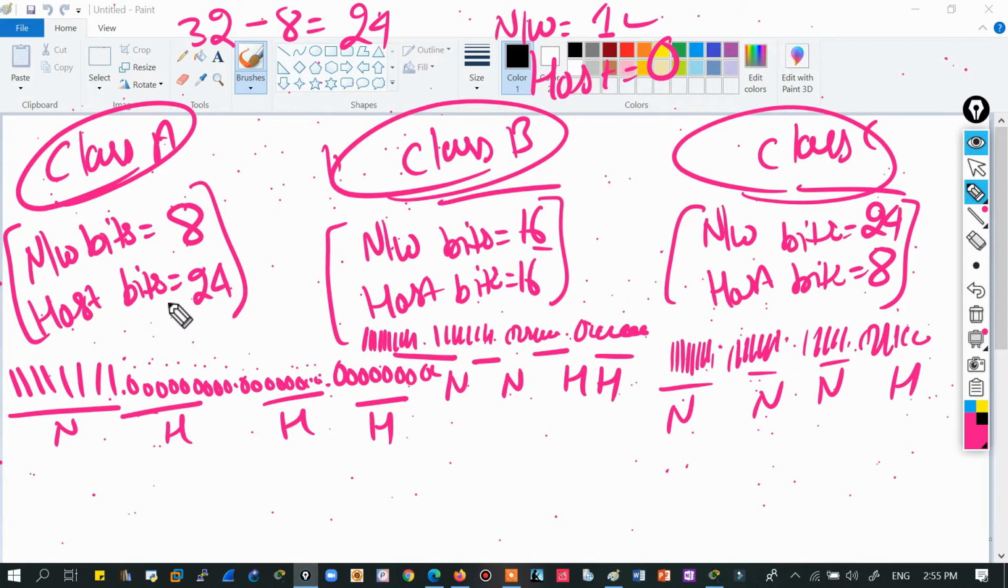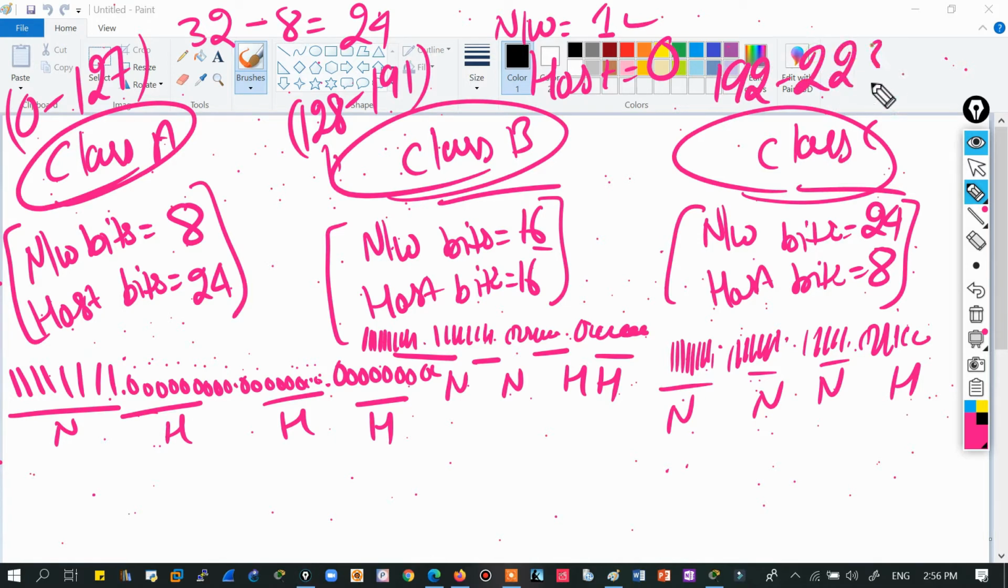Now what do we mean by that? Just look at it. In class A we have the range from 0 to 127. In class B we have the range from 128 to 191, and in class C we have the range from 192 to 223. So let's take any example from 0 to 127. It can be 1, 2, 10, 50, 100, 126, or 127.